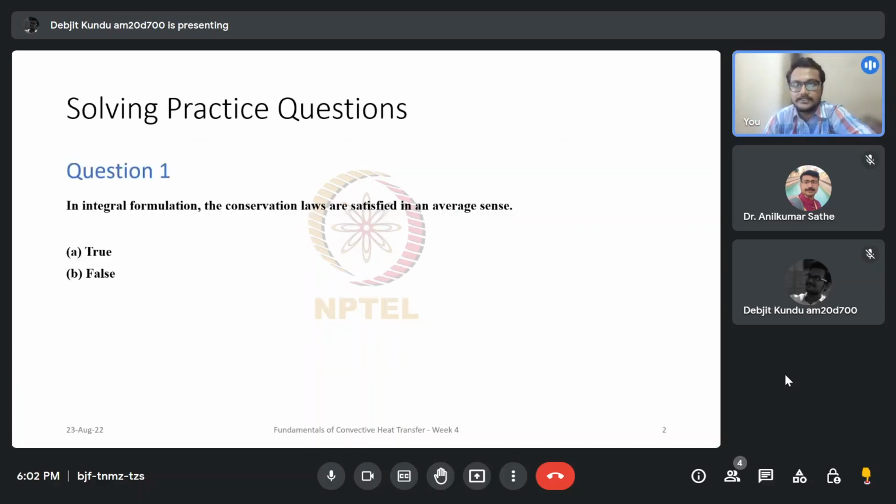Question number 1 says that in integral formulation, the conservation laws are satisfied in an average sense. This statement is given. You have to select whether it is true or false.